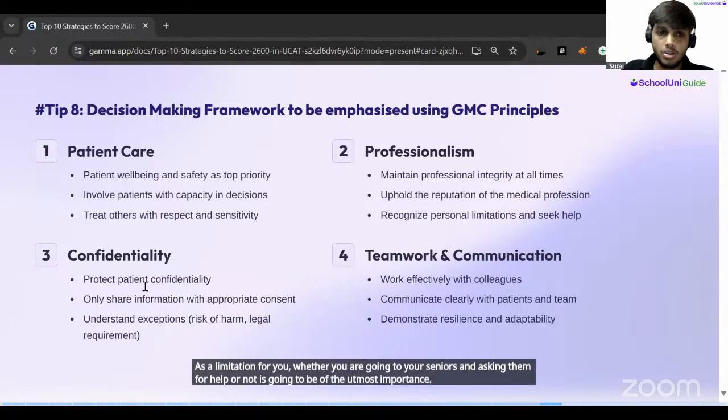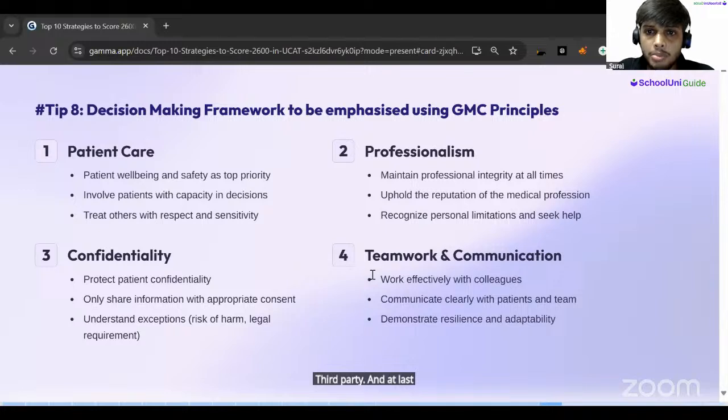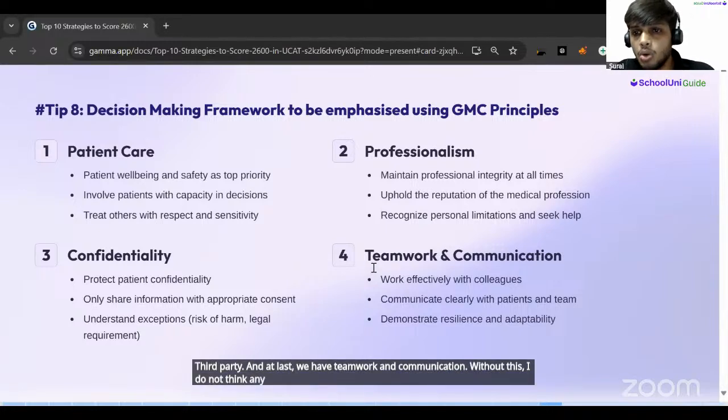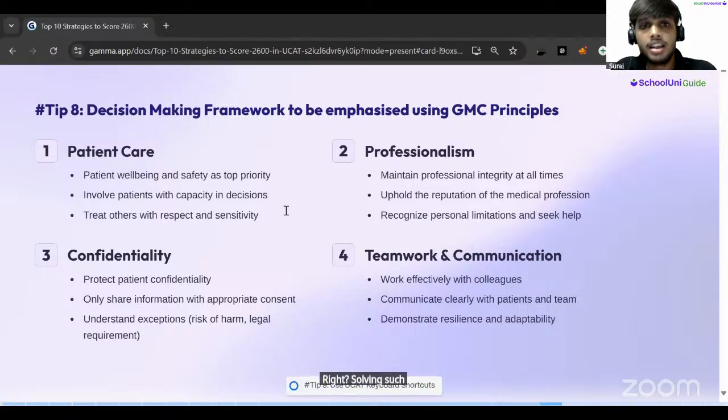Then comes confidentiality as well. Here you need to make sure that you are not sharing any data about your patient with a third party. And at last, we have teamwork and communication. Without this, I do not think any organization will be able to work. So these are the most important tips that you have to go through while solving such types of questions in situational judgment.